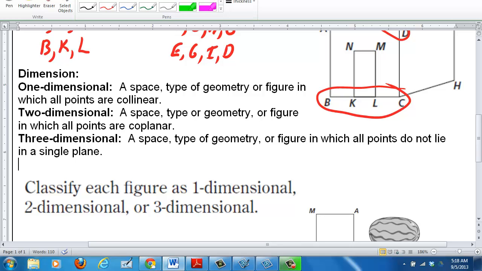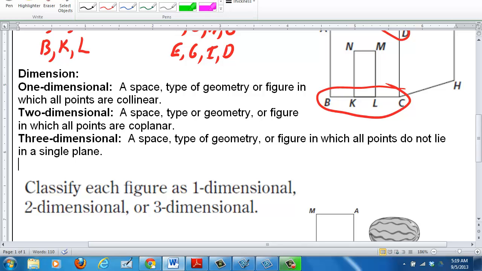If we're talking about 2-dimensional, we're talking about a type of geometry in which all points are coplanar. Okay? We're going to spend a good portion of this course really just looking at 2-dimensional geometry, where everything we can draw on a piece of paper on a plane. So that means that all the points in 2-dimensional geometry are coplanar. And the third dimension is when we look at a type of geometry or figure in which all points do not lie in a single plane. So once we look at 3 dimensions, it's going to operate more like our current world does, in that not all points lie in the same plane like they do in a 2-dimensional world.